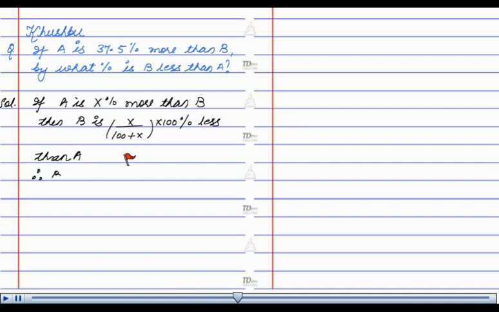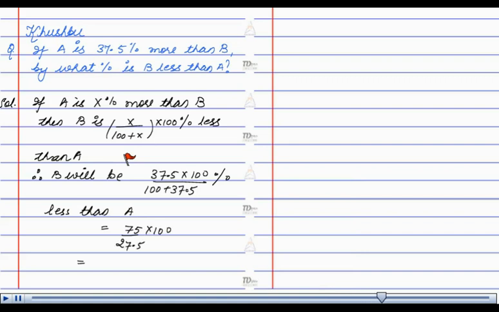Therefore, B will be 37.5 into 100 by 100 plus 37.5% less than A, that will be equal to 75 by 27.5 into 100, which is further equal to 15 by 5.5 into 100, which gives 27.27%. This is the required solution.